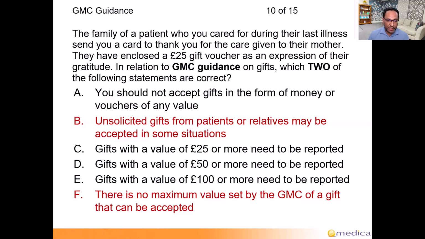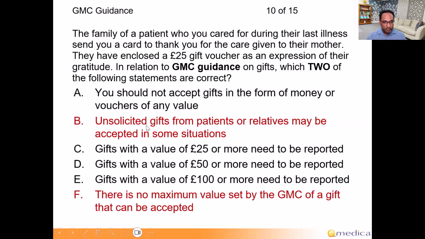Why might some people pick E? Because nothing to do with the GMC, but if you work in a GMS practice, GMS is General Medical Services. It's the most common type of NHS GP practice, okay? That contract has a rule within it that if you accept a high-value gift, and they define a high-value gift as a gift worth £100 or more, you need to record that in a register of gifts that's held at the practice. But see, this question has nothing to do with GMS guidelines. It's to do with GMC guidance. Again, sometimes people misread this. That can also lead to getting it wrong.